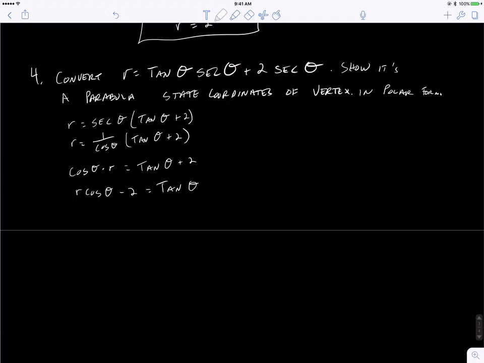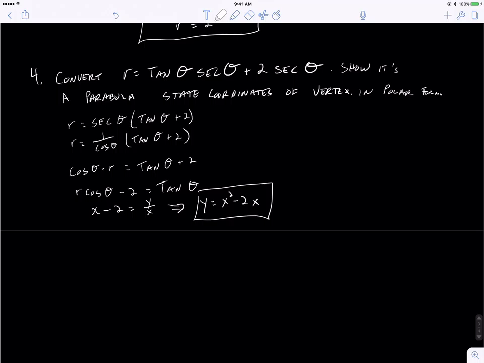R cosine of theta is actually x. So I've got x minus 2 equals y over x. If I multiply both sides by x, I get y equals x squared minus 2x. So I've converted to rectangular. That's a parabola because it's power of 2.